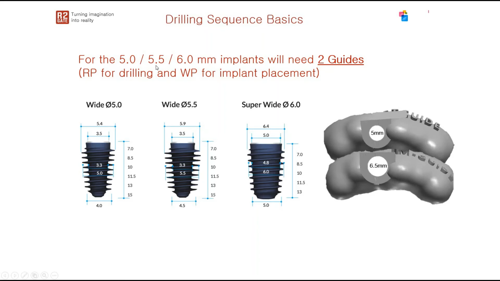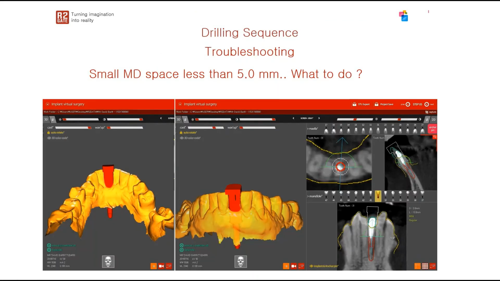For 5.0, 5.5, and 6.0 millimeter implants, you will need 2 guides to place your implant. The first guide, which is the regular platform, will be used for drilling, and a wide platform guide will be used for implant placement. The diameter of the cylinder of the surgical guide drills are either 5 millimeters or 6.5.